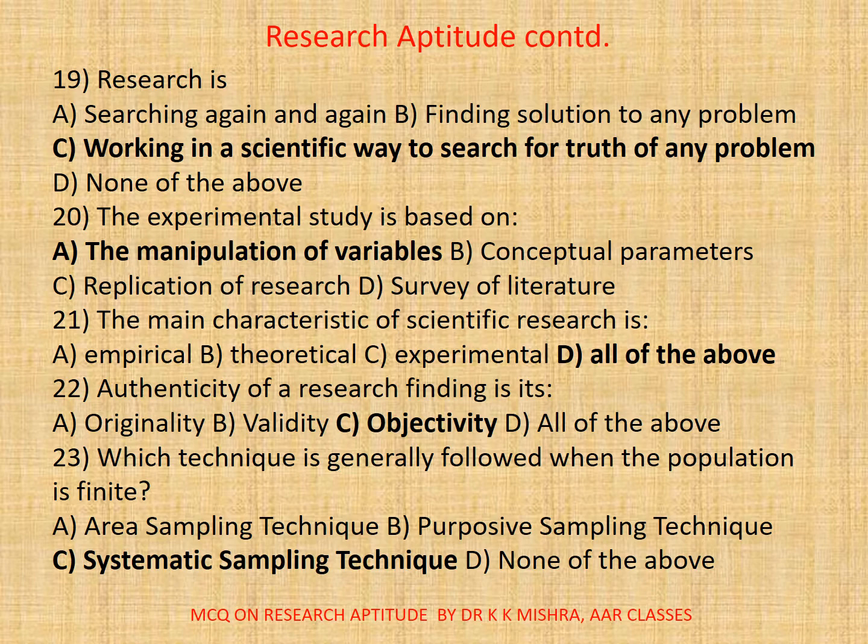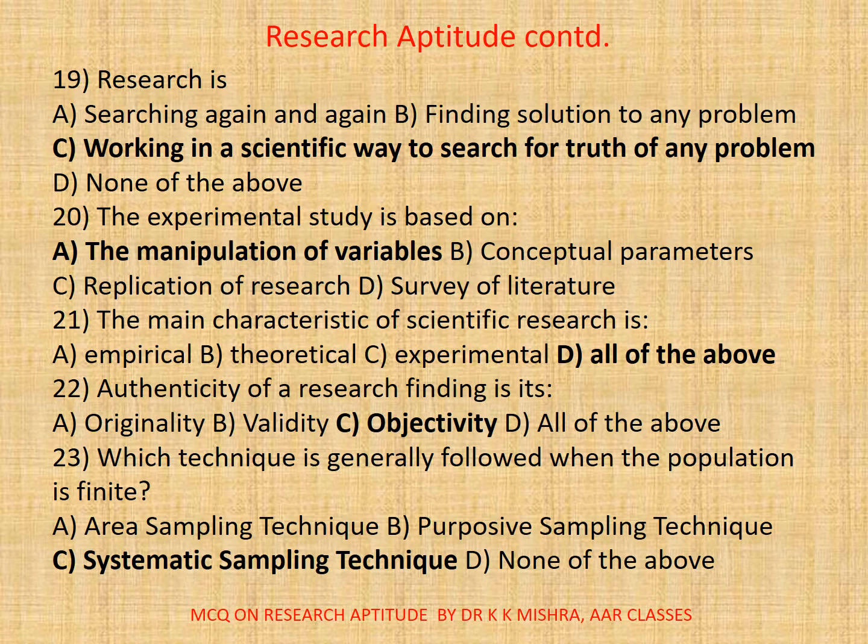21. The main characteristic of scientific research is A. Empirical, B. Theoretical, C. Experimental, or D. All. The correct option is D. All. 22. Authenticity of a research finding is its. Correct option is C. Objectivity.